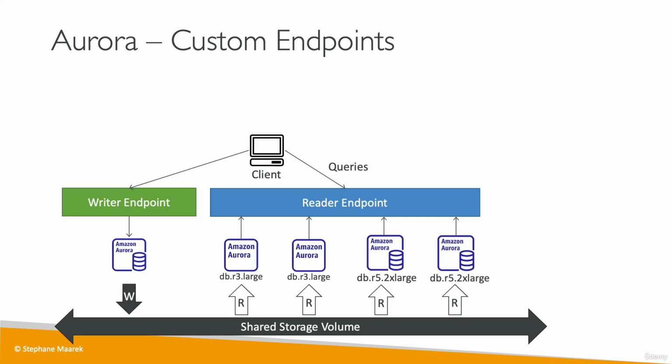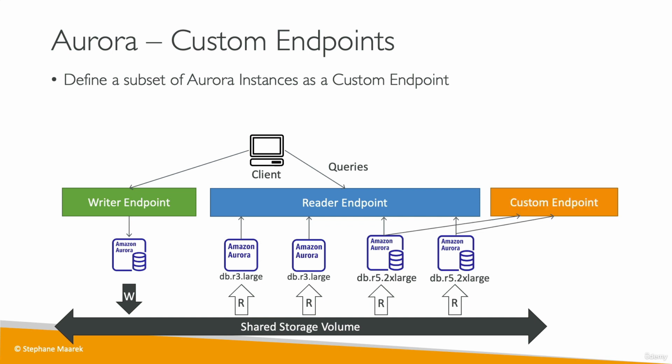The second thing is custom endpoints. Let's say we have the same setup, but this time we have two different kinds of replicas. As you can see, we have some DB R3 large and some DB R5 2xlarge, so some read replicas are bigger than others. The reason you would do this is that you want to define a subset of your Aurora instances as a custom endpoint. So let's say we define a custom endpoint on these two bigger Aurora instances. We know that these instances are more powerful and therefore they're going to be better to run analytical queries on these specific replicas.